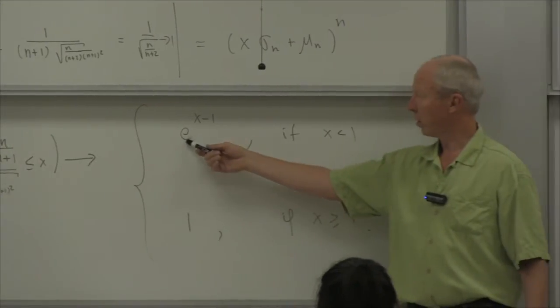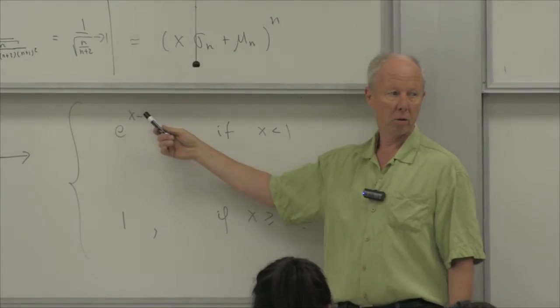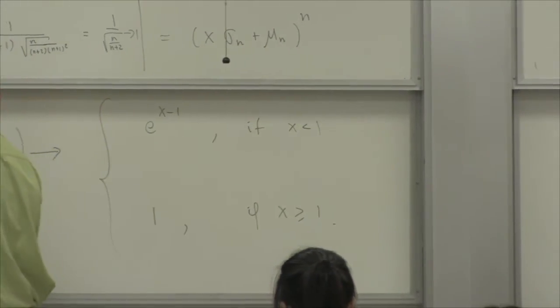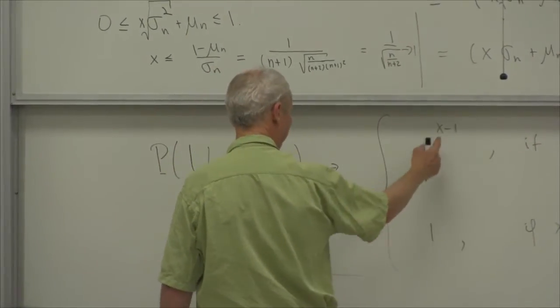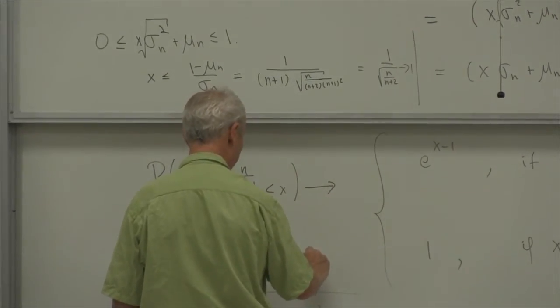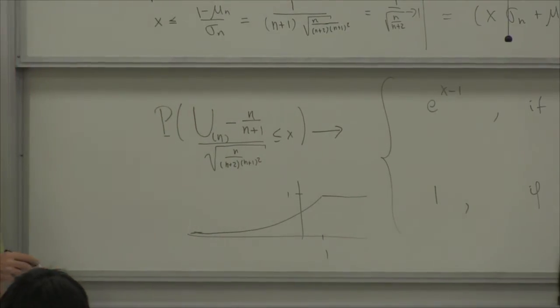What does this do when x is equal to 1? You get e to the 0, or 1. So this CDF looks like what? When x goes to minus infinity, this goes to 0. It dies off exponentially. Goes up to 1 at 1, and then it's flat. Okay.